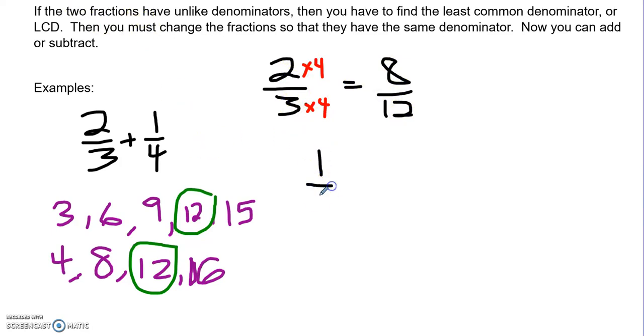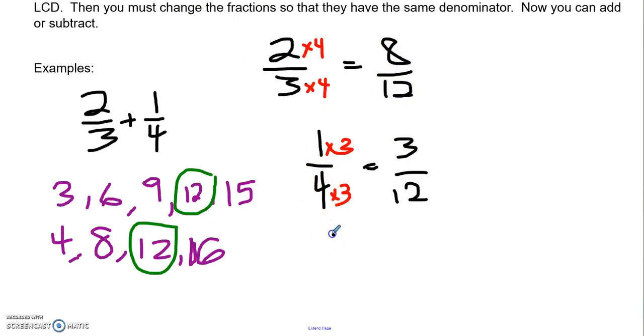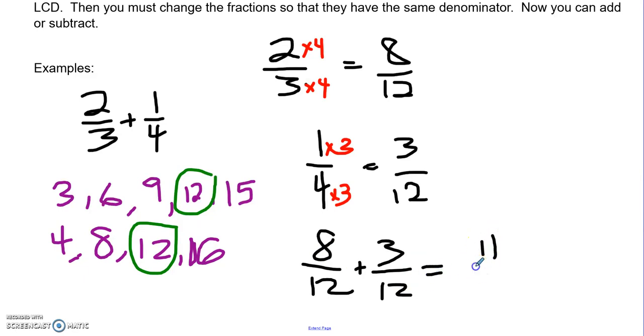Now I'm going to do it with the 1 over 4 fraction. If I multiply 4 times 3, that gets me 12. And if I do 1 times 3 to match the bottom, that gives me 3 over 12. Now I have two fractions, and they both have the same denominator, a 12 at the bottom. So now I'm going to add these two fractions together. 8 over 12 plus 3 over 12 is equal to 11 over 12, and that is the answer.